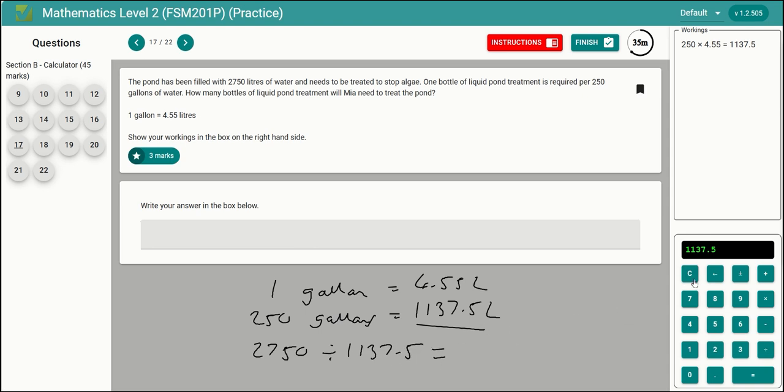So let's hit the calculator again. 2750 divided by 1137.5, and that gives us 2.4. So we need 2.417 bottles, which doesn't really make sense because you can't buy 0.417 bottles, so therefore we are going to have to round up and say that that is 3 bottles. Although 2.4 is nearer 2 than 3, 2 bottles won't be enough. 3 bottles will be more than enough and we'll have a bit left over.